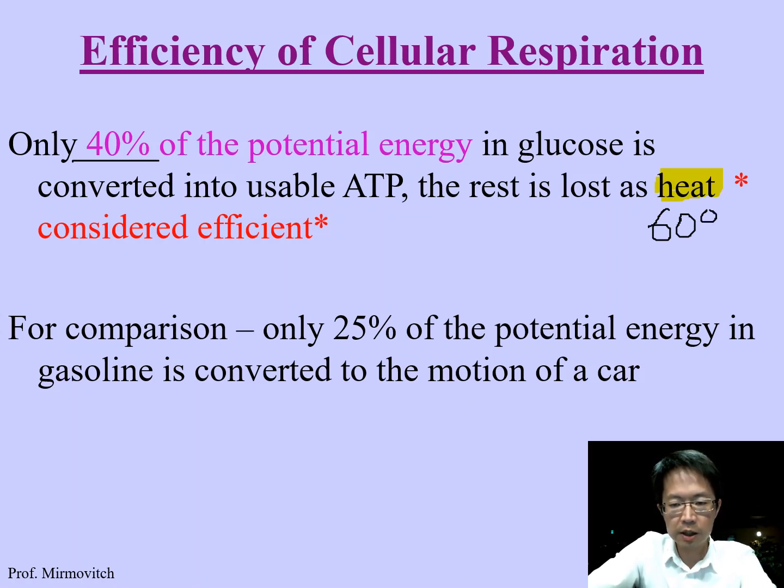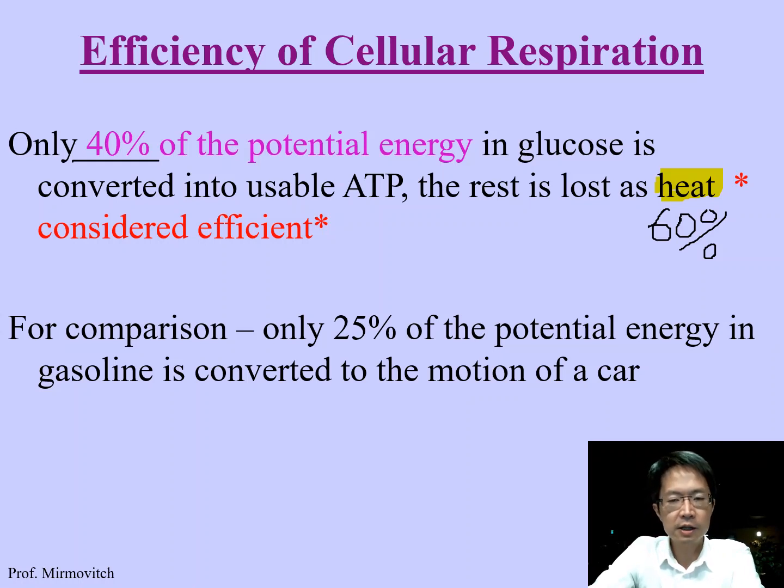My question for you: why do we lose so much energy as heat? Why don't we just use maybe 100% of the so-called potential energy stored in the glucose, in the covalent bonds, to make ATP? Isn't that more efficient? I'll give you 5 seconds to think about this. 5, 4, 3, 2, 1. Okay. There are 2 reasons actually.